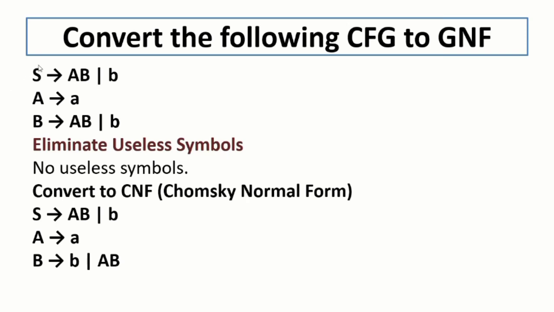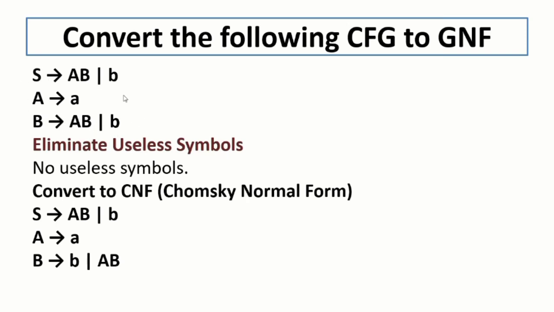From this grammar, all non-terminal symbols S, A, B produce terminals directly or indirectly, and all are reachable from S. Here there are no useless symbols. Now we are going to convert to Chomsky normal form.